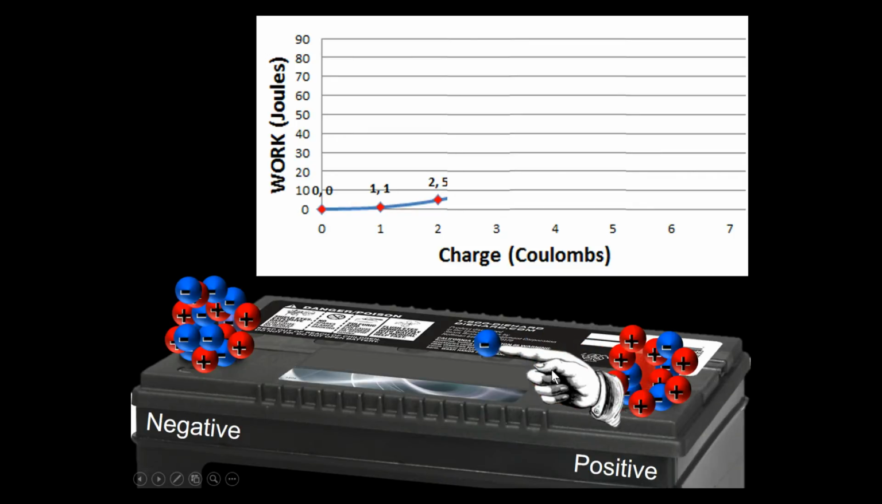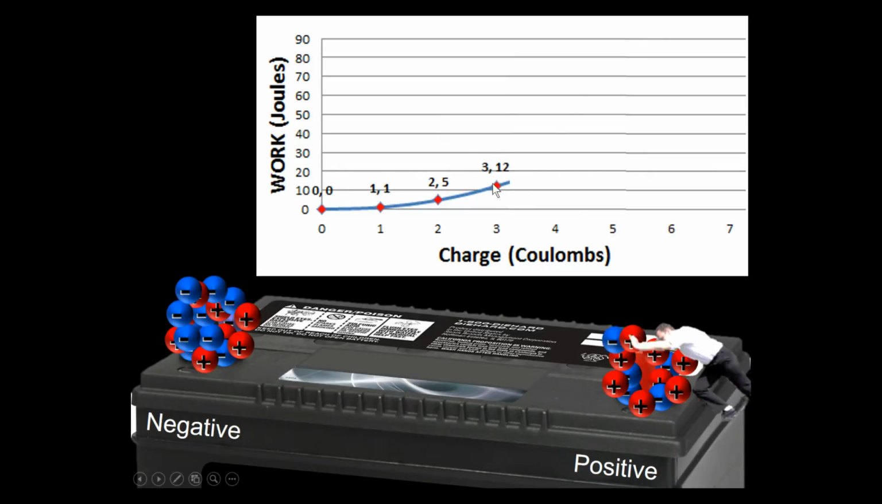Now, if I pushed another charge over here, it's not going to be linear, because it was harder to push that third coulomb over than it was the second. Let's say that I did a total of 12 joules of work to push over the 3 coulombs of charge. So the battery is now at a voltage of 4 volts. And now it's getting harder.